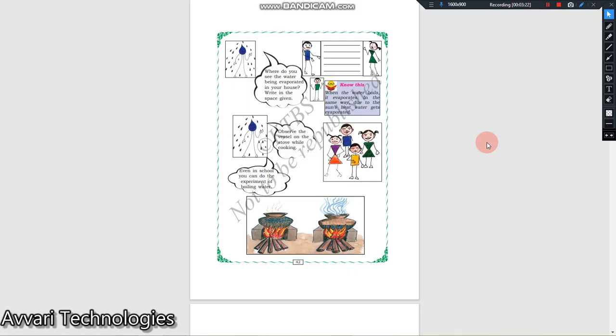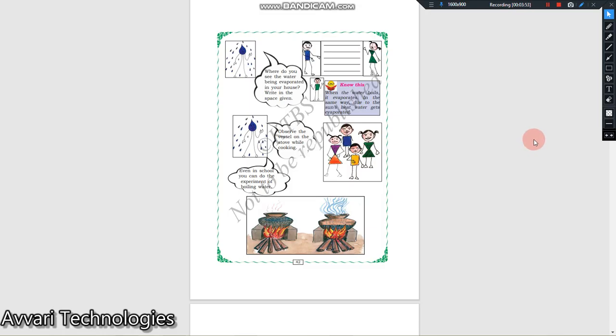Where do you see the water being evaporated in your house? Write in the space given below. Here, I will tell where I have seen. I have seen in the kitchen where my mother was boiling hot water, where I have seen the water vapor, means the water boiling into water vapor. Now, let's see what happened next.